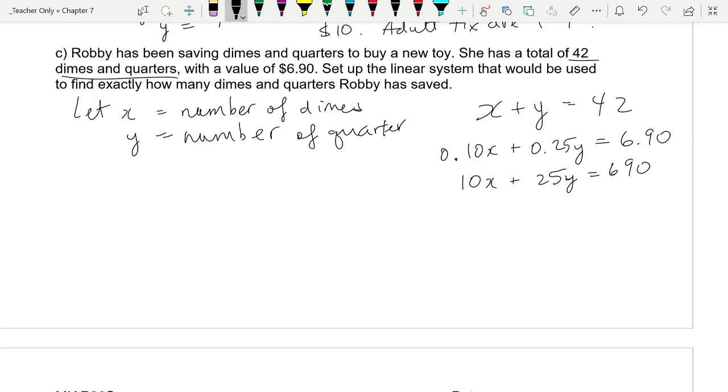Then I could even divide this equation by 5 because everything here is divisible by 5. Or I could just multiply the other equation by 5 and then subtract them. You can probably handle it from there, right? The tough part was getting these two equations.